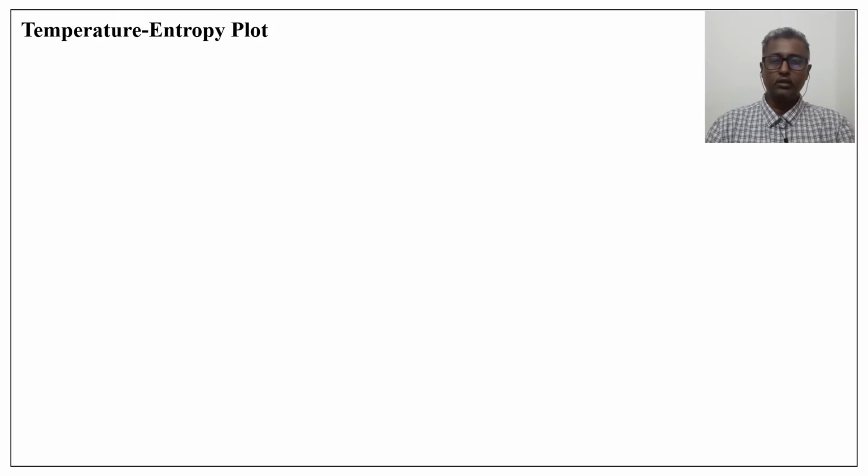We will learn about the significance of the temperature entropy plot. For that, we are going to represent a process in a TS diagram. On the y-axis it is temperature, on the x-axis it is entropy, and 1 to 2 is the process, where 1 is the initial state of the system and 2 is the final state of the system.